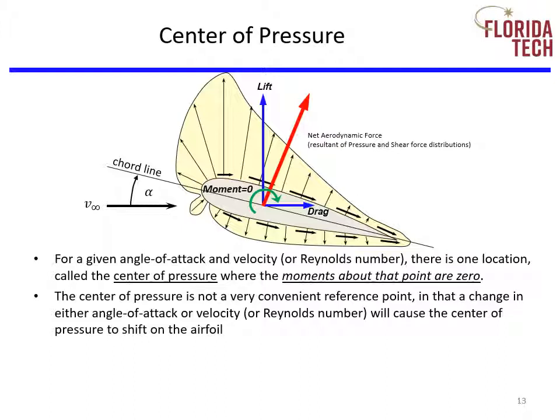For a given angle of attack and velocity, there is one location, called the center of pressure, where the moments about that point are zero. The center of pressure, however, is not a very convenient reference point, in that a change in either angle of attack or velocity will cause the center of pressure to shift on the airfoil. It's not a fixed location.